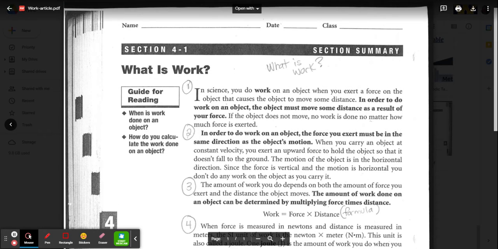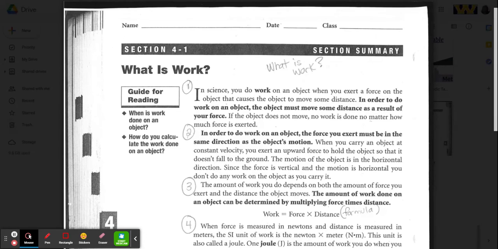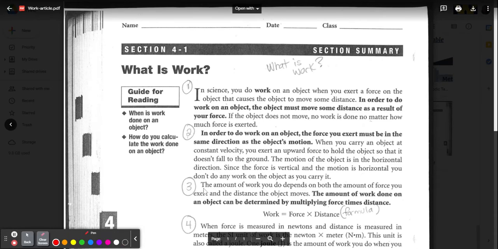So we are going to start our unit on work. Work is a scientific term, so I'm going to take some notes here for us. So what is work? We're going to start off right away with that definition. Paragraph 1. In science, you do work on an object when you exert a force on the object that causes it to move some distance. So basically, when you do work, you're causing something to move.